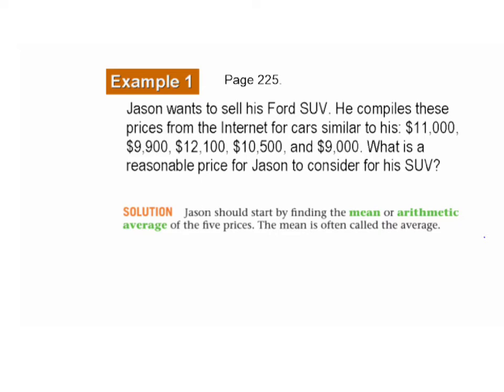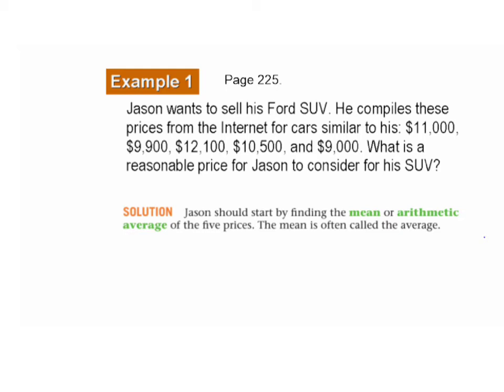$11,000, $9,900, $12,100, $10,500, and $9,000. What is a reasonable price for Jason to consider for his SUV? So he should start by finding the mean or the average of the 5 prices. The mean is often called the average. So here's your definition of mean.